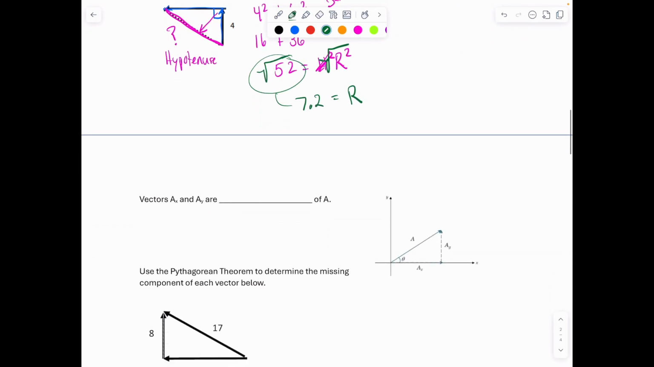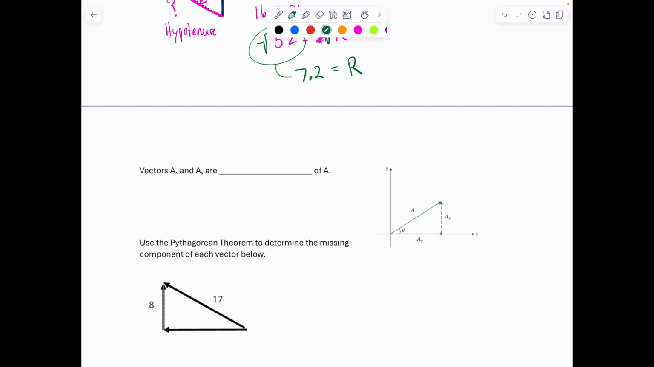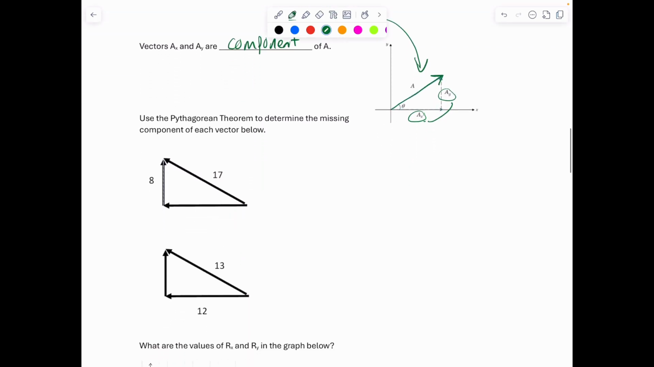Now, vectors a of x and a of y in this picture over here, all right? Here's a of x and a of y, both components of a, meaning that these two parts here are going to combine together to give us this resultant vector here. We can use the Pythagorean theorem to help us solve for the components that are not given. So here are two right triangles, and we can see in this case, we have our hypotenuse given there, and this one here with the hypotenuse given there.